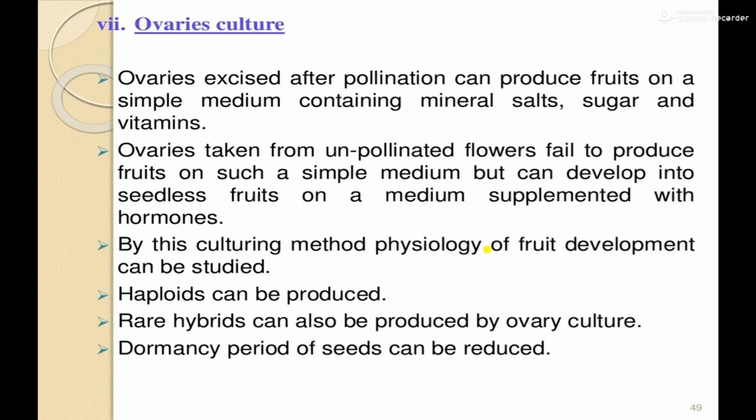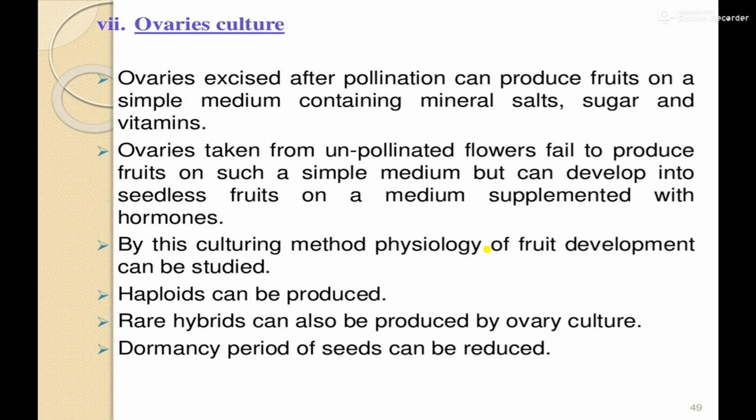Then ovaries culture. In that, ovaries excised after pollination can produce fruits on a simple medium containing mineral salts, sugar and vitamins. Ovaries taken from unpollinated flowers fail to produce fruits on such a simple medium but can develop into seedless fruits on a medium supplemented with hormones. So by these culturing methods, physiology of fruit development can be studied.